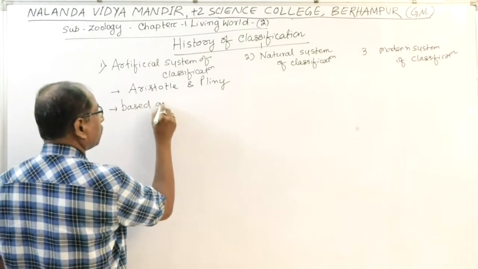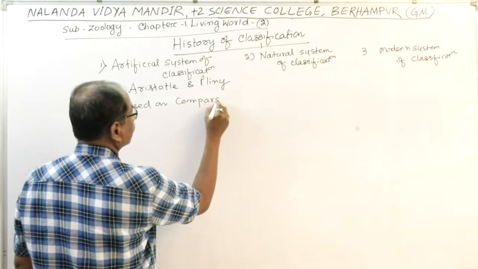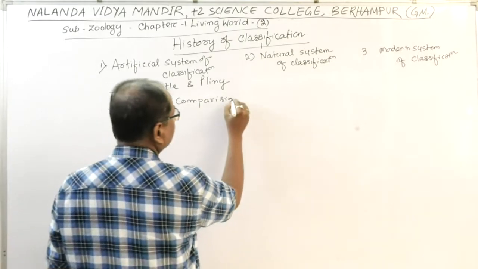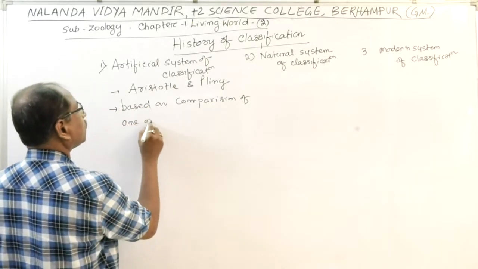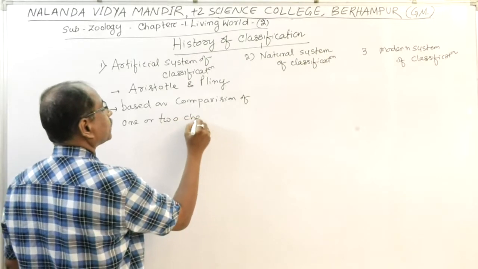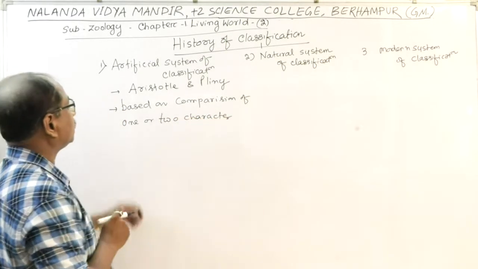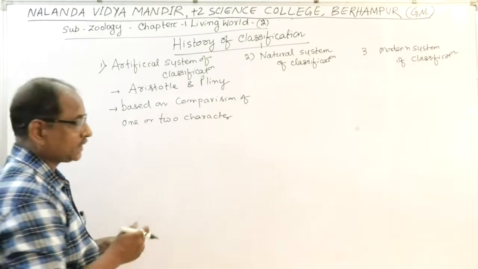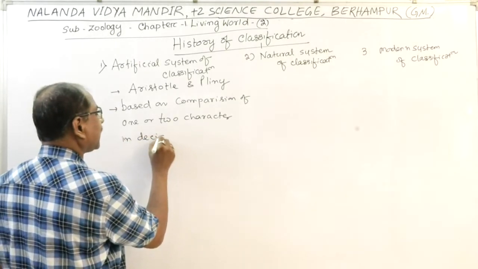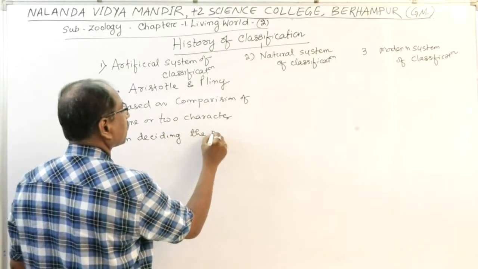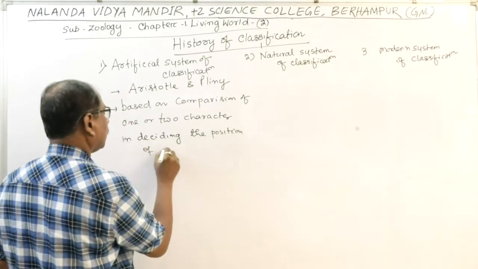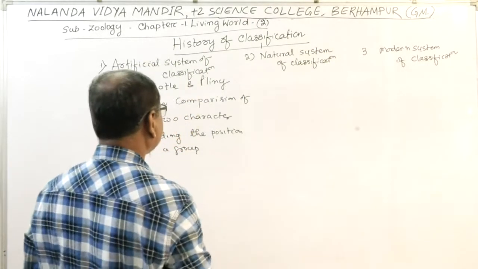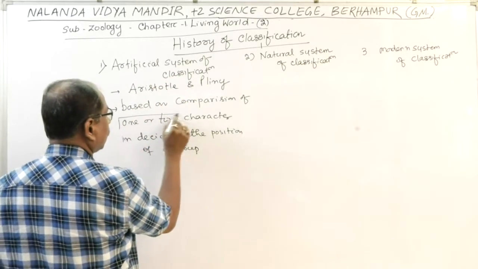According to this system of classification, the classification is based on comparison of one or two characters in deciding the position of a group. That means this classification is based on only one or two characters.